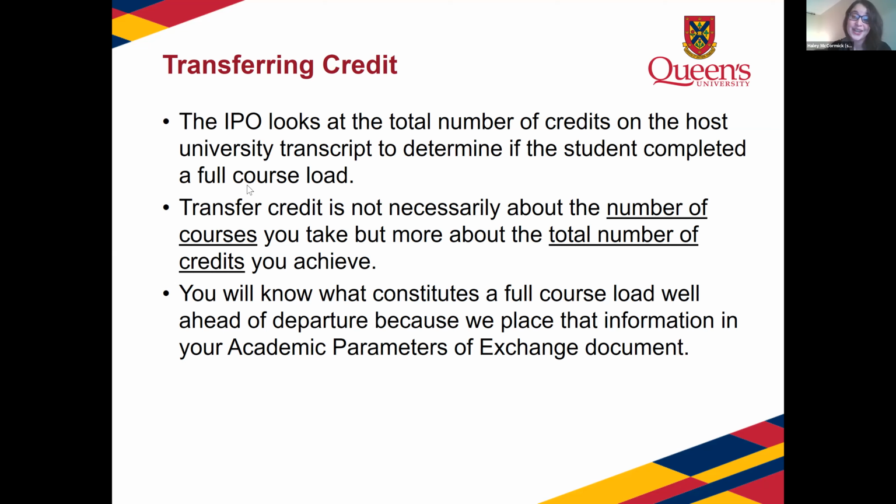The good news is we're going to tell you the exact number of credits that you need to complete at your host university if you want to transfer back a full course load, which is part of the program. And we're going to place that information in a document that we'll be sending you in the next couple of weeks. But that's something that I'll need you to carry with you through the rest of this presentation, that we are looking at the total number of credits you'll be enrolling in at your host university.